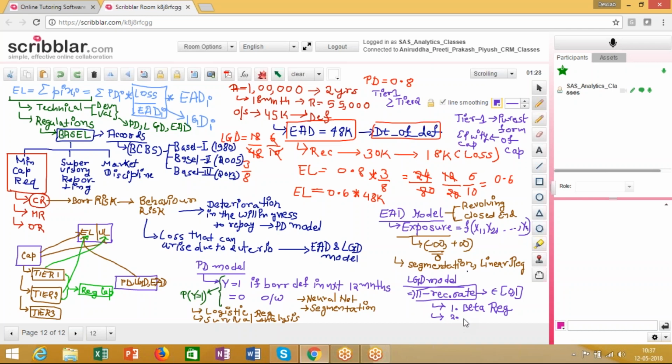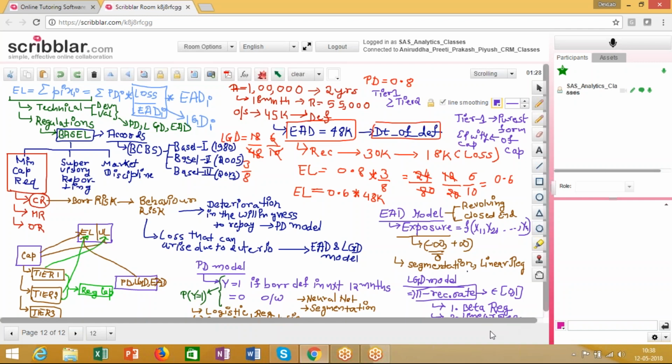The next that we have over here is the linear regression. Now suppose I want to predict the recovery rate, that is, what exactly is the total amount that has been recovered out of the total exposure. I can estimate the recovery value and then calculate that recovery as a part of the exposure that was there. Then 1 minus recovery rate would be the loss given default. So another method I can use is linear regression.